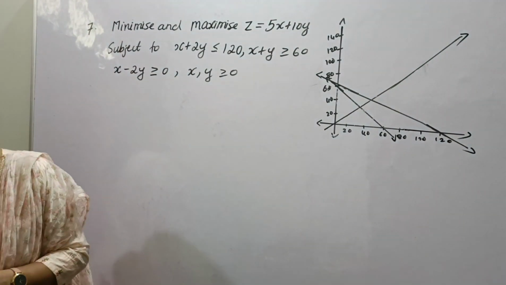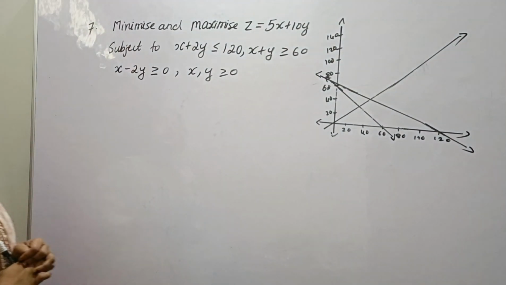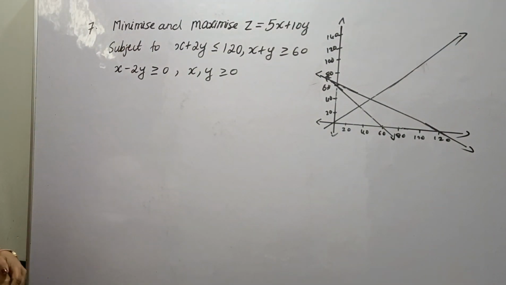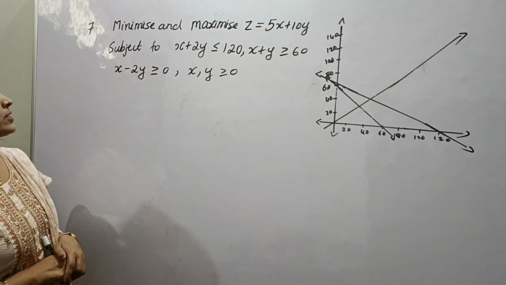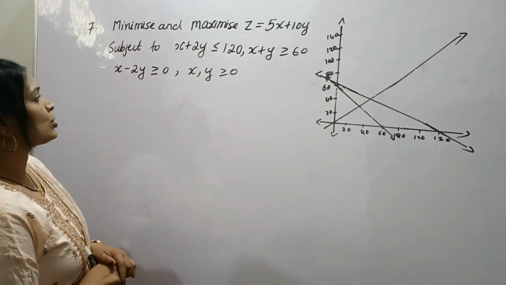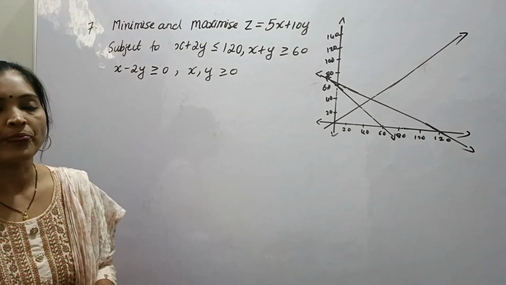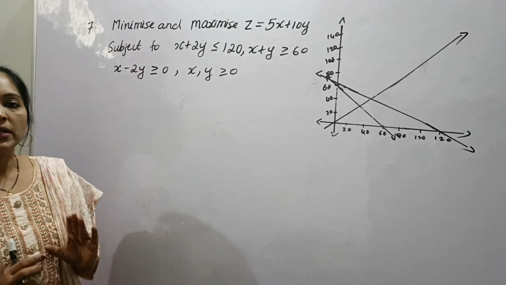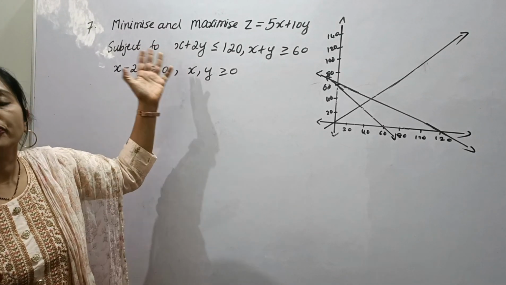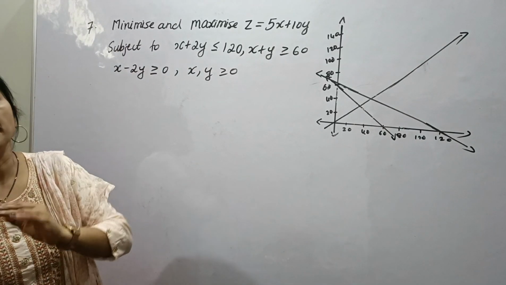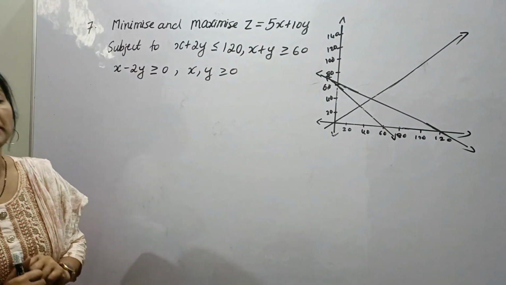Hello everyone, exercise 12.1, 7th question. Minimize and maximize z = 5x + 10y subject to x + 2y ≤ 120, x + y ≥ 60, x − 2y ≥ 0, x, y ≥ 0. So here we have to find the points at which the given objective function is maximum and minimum.